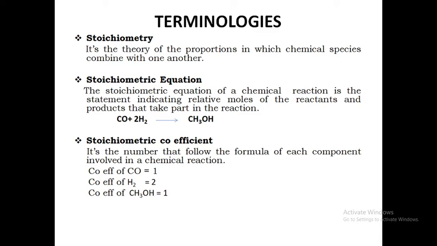Whereas for hydrogen, how many moles are present here? That is 2 moles. The coefficient of hydrogen is equal to 2. How many moles of methanol are present in this equation? 1 mole, so that is equal to 1. So based upon the moles present in the equation, the coefficient is taken from the balanced reaction. Suppose the reaction is not balanced, first your duty is to balance the reaction. After that you take the component's stoichiometric coefficient value.